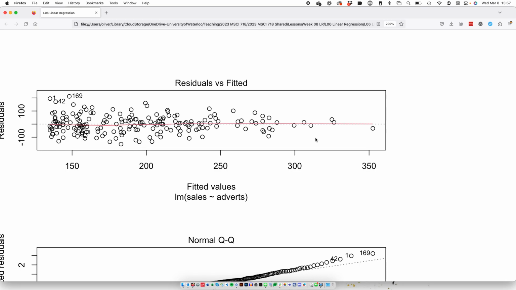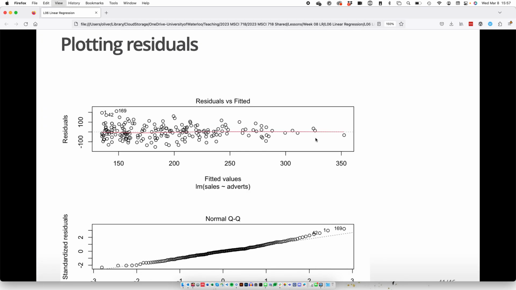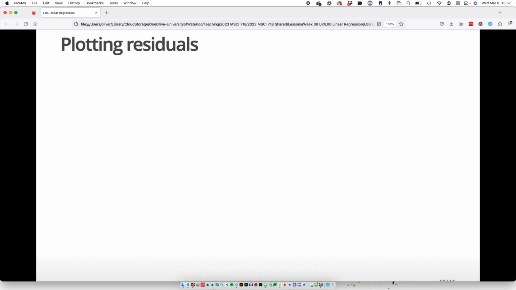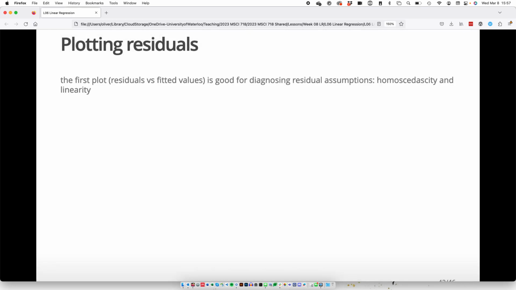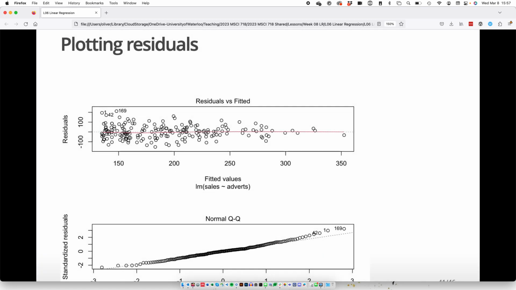Below you see a QQ plot. We know and love that plot. What do you see for that? It's normally distributed. That looks pretty normal to me. A little bit of roll off on either of the extreme values, but you know that happens. We'll talk about that a bit more in a second. But yeah, that's good. So it looks like we have some normal stuff. So the first plot is good for diagnosing residual assumptions, homoscedasticity and linearity. We probably don't have homoscedasticity, but we do have linearity.